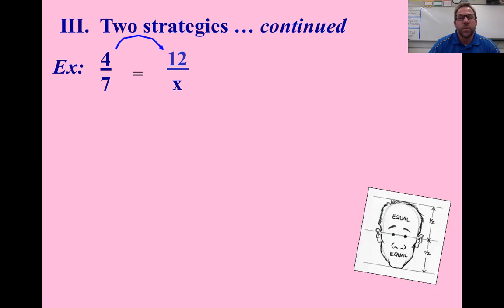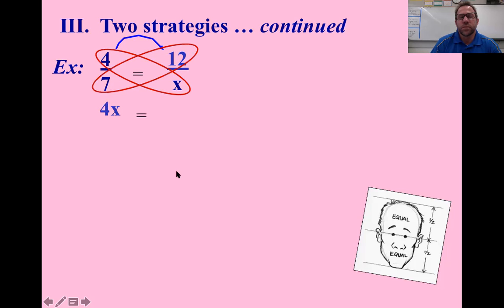Let me back up for a second. We know I could do 7 times 3, and that number down there would be 21. This is an easy one, but I'm going to demonstrate the cross multiply so we can get a handle on that, because that one's a little more sophisticated. So I'm going to go 4 times x, which gives me 4x, and I'm going to go 7 times 12.